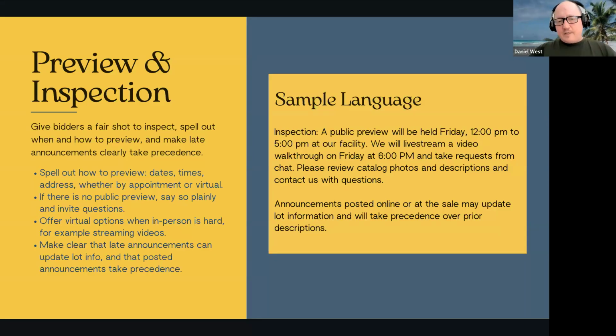So you can see over here on the right-hand side, we have a little bit of sample language. This is a very clean, clear presentation of the preview and inspection period. I think the only thing that I would suggest is missing from this is the location. So it says here at our facility. Maybe that's self-explanatory. Maybe it's not. Normally, I would suggest putting the actual address in there and maybe linking it to Google Maps. If you're using the AuctionMethod software system, of course, that's done automatically.